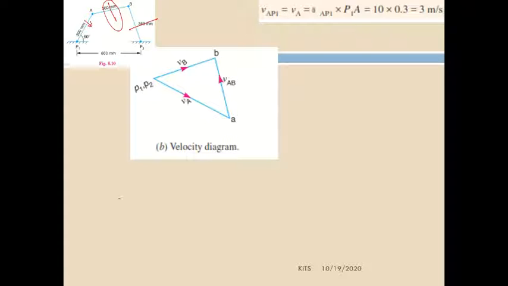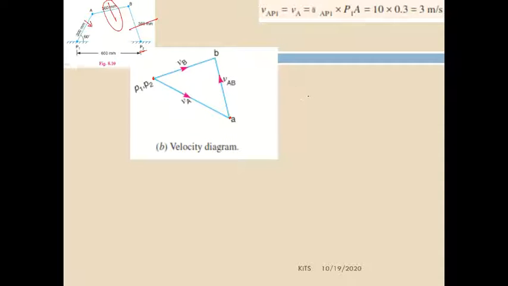See, in the velocity diagram, you have to mention these points in small letters: small a, small b. You have to mention all these points in small letters. In the space diagram, we have mentioned all the points in capital letters. Okay, right? We got all the points.